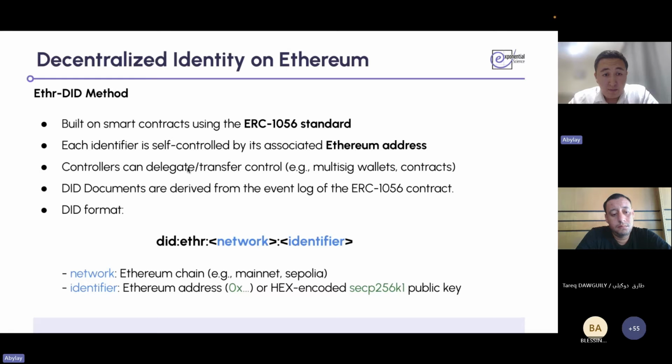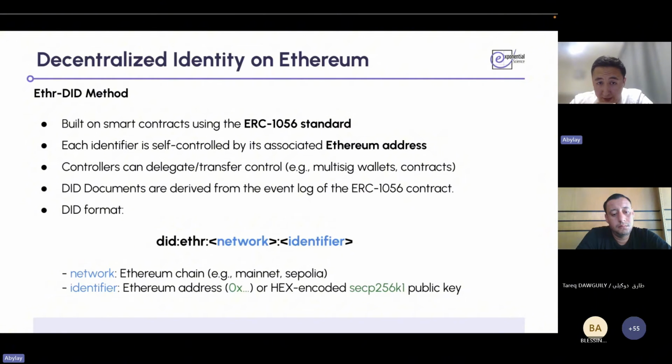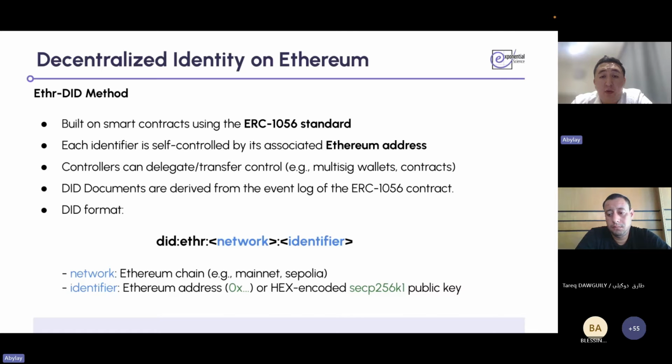There are many functionalities, like account management functionalities, on Ethereum because of the smart contracts. So you can delegate, transfer, control. You can also change the DID control to multi-signature wallets, so multiple people can control one identity, and also contracts. So there are plenty of options provided by the smart contract capabilities of Ethereum.